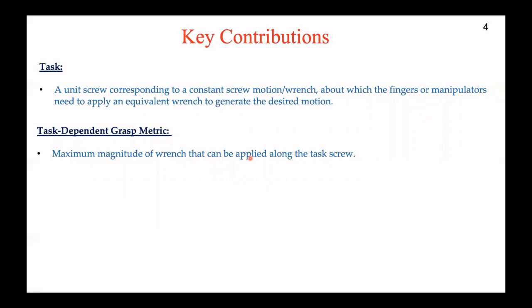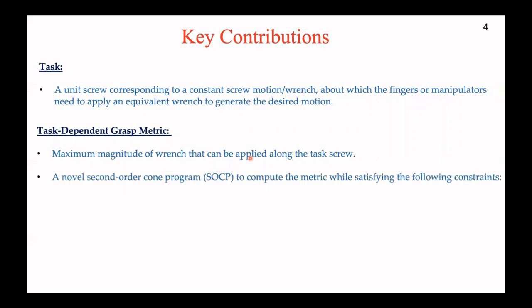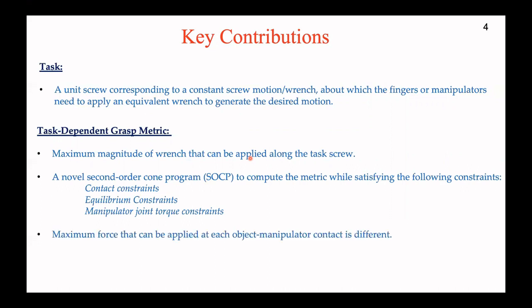We have formulated the problem of computing the metric as a second-order cone program while considering the contact constraints, equilibrium constraints, and manipulator joint torque constraints. Our formulation also allows for different upper limits on the magnitude of contact forces at different locations. Since the SOCP is a convex optimization problem, it can be solved efficiently with existing optimization methods like interior point methods.